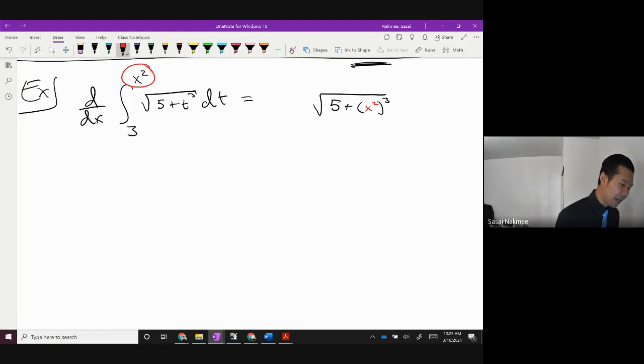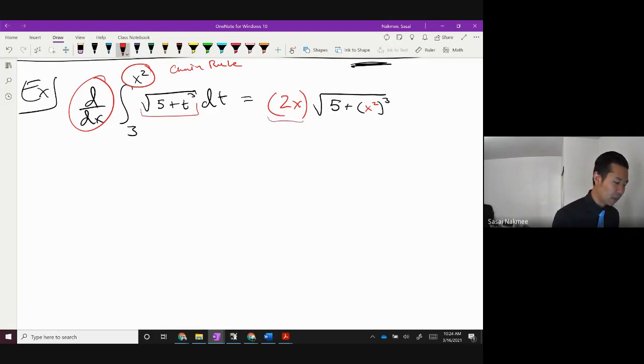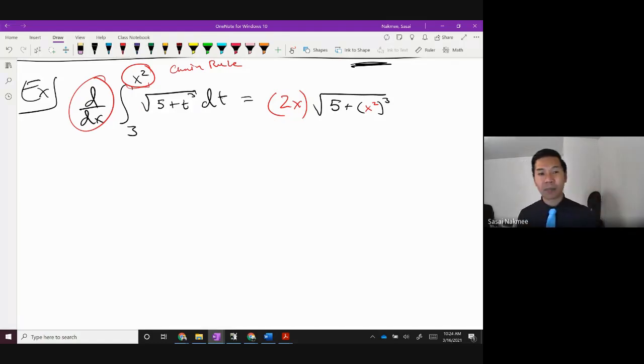We have to chain rule this because of the derivative. When we take the derivative of that x squared, the chain rule tells me that the derivative of x squared is 2x. And all you need to do is multiply it with the derivative of the outside function. Basically, this whole thing is considered the outside function, and this whole thing is considered the inside function. If you remember the chain rule, you just multiply the derivative of the inside times the derivative of the outside. And you get that.